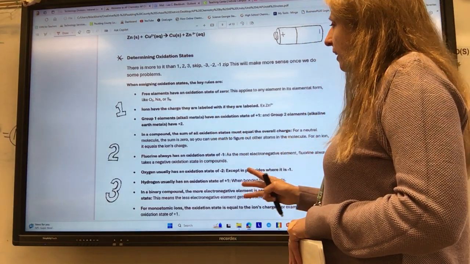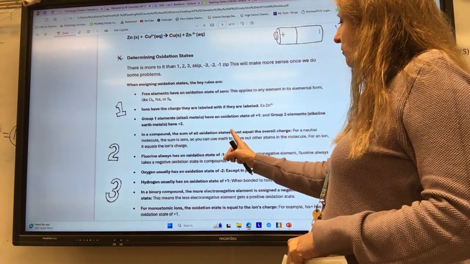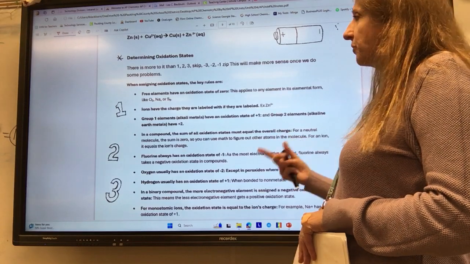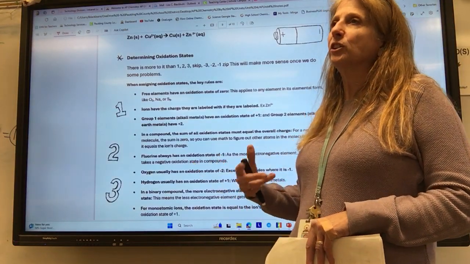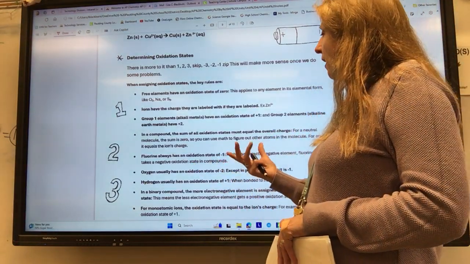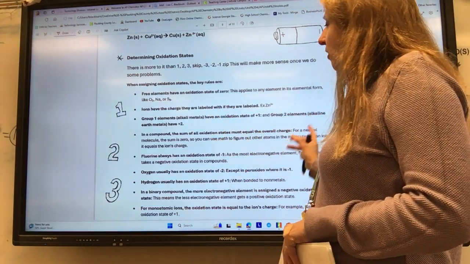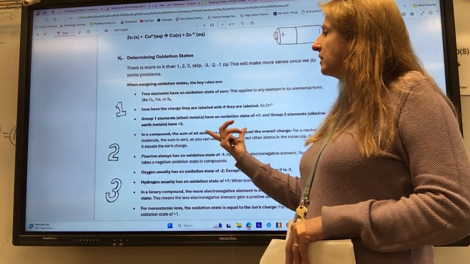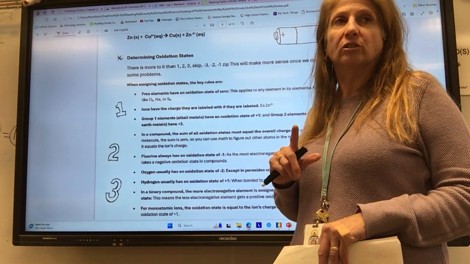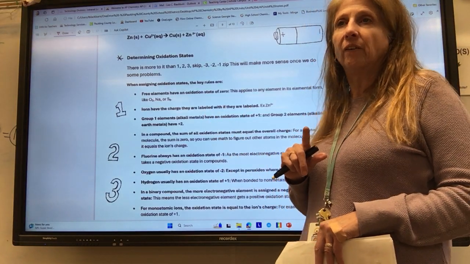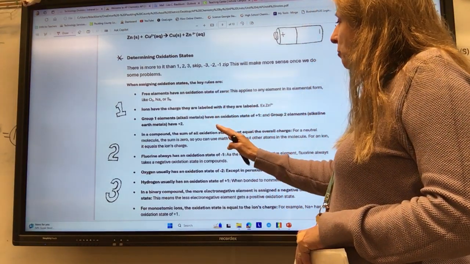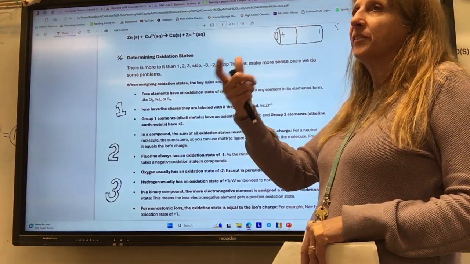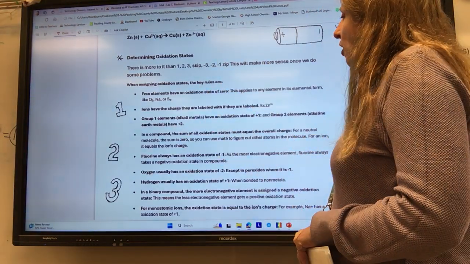Rule number 3, in a compound, the sum of all oxidation states equals the overall charge. So if it's a neutral atom or a neutral molecule, it's all going to add up to 0. If it's a polyatomic ion, it's going to add up to its charge. Does that make sense to you? It'll make more sense when you go, but just know the compounds have to be added up.